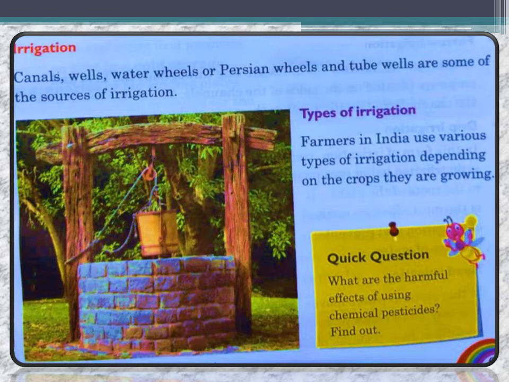Here you have a question for you. What are the harmful effects of using chemical pesticides? So find out this answer and we will discuss this answer in our next video.